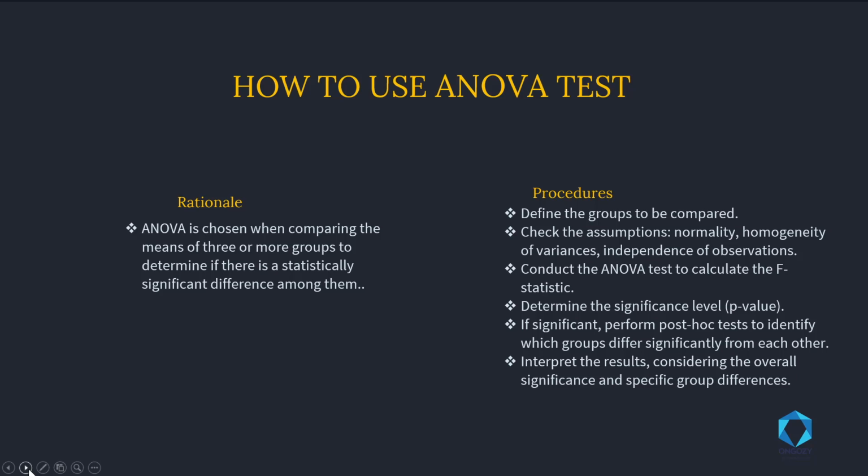So let's look at the procedure. Number 1, define the groups to be compared. Number 2, check the assumptions, that is normality, homogeneity of variance, independence of observations. Then number 3, conduct the ANOVA test to calculate the F statistic. Then number 4, determine the significance level, that is the p-value. Number 5, if significant, perform the post hoc tests to identify which groups differ significantly from each other. And then number 6, interpret the results considering the overall significance and specific group differences.